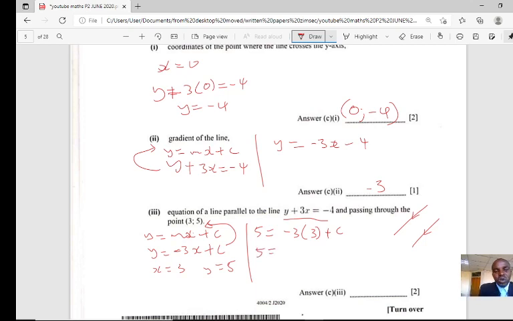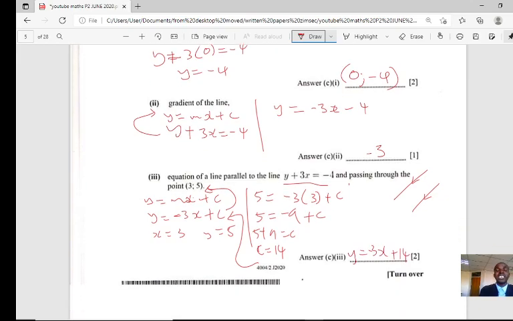Then 5 equals, this one will be minus 9 plus c. Then 5 plus 9 equals c. Then c is actually equal to 14. So for the equation, you just replace here. So it will be y equals minus 3x plus 14. That will be your equation. Done.